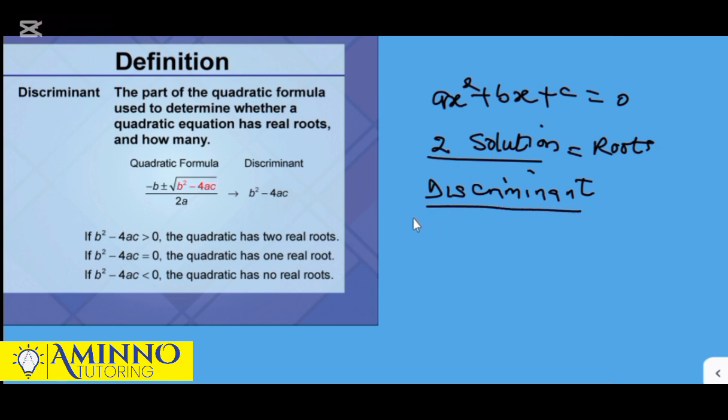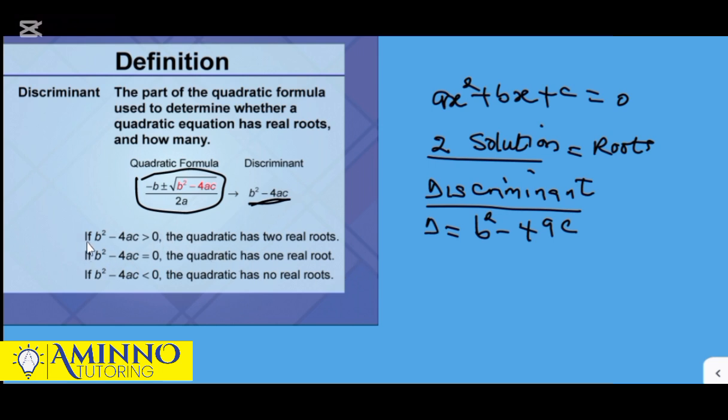Remember that this is our quadratic formula. We have shown this already, and we have shown how we got this. But under this radical, under this square root, we have b squared minus 4ac. This is what stands for the discriminant. This is what you are going to use to determine the nature of the roots of a quadratic equation.